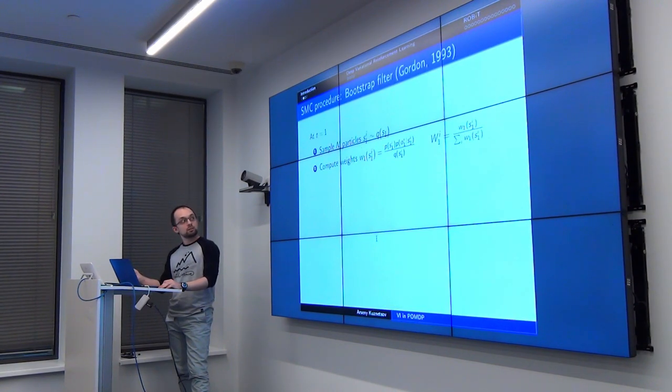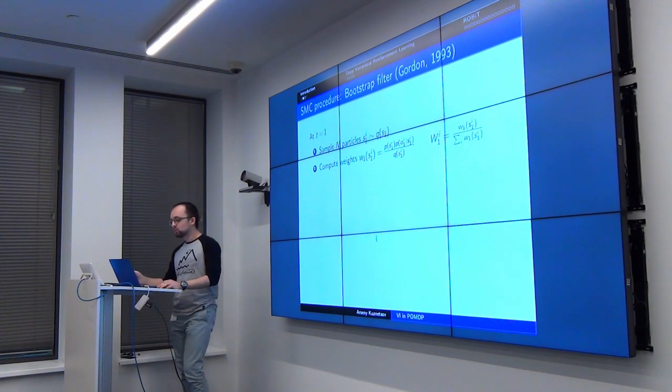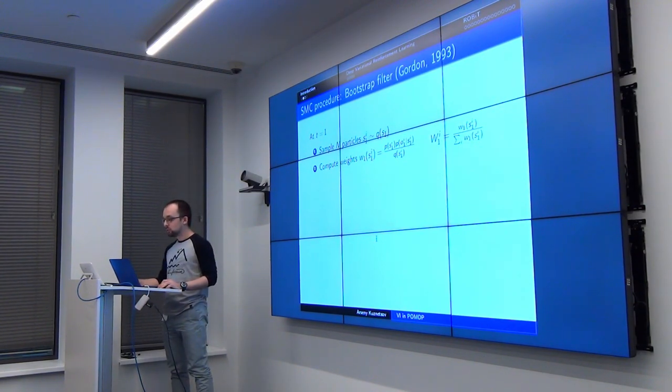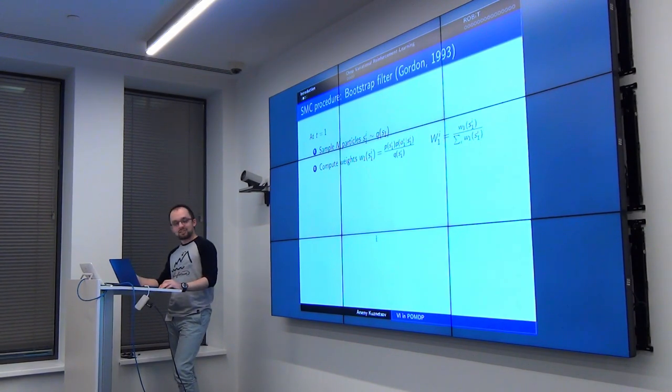What can we do in such a case? One way to solve this problem is the sequential Monte Carlo procedure. It's not the main part of my topic, but I will shortly remind what it's about. First, we have some proposal that can generate our states, and we weight the states so they reflect what our posterior is. So at the first time step, we sample n particles from our proposal and we compute weights.